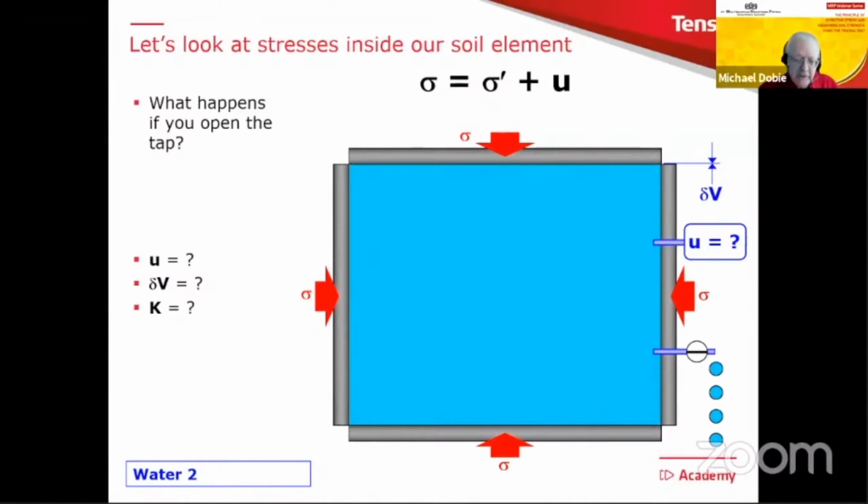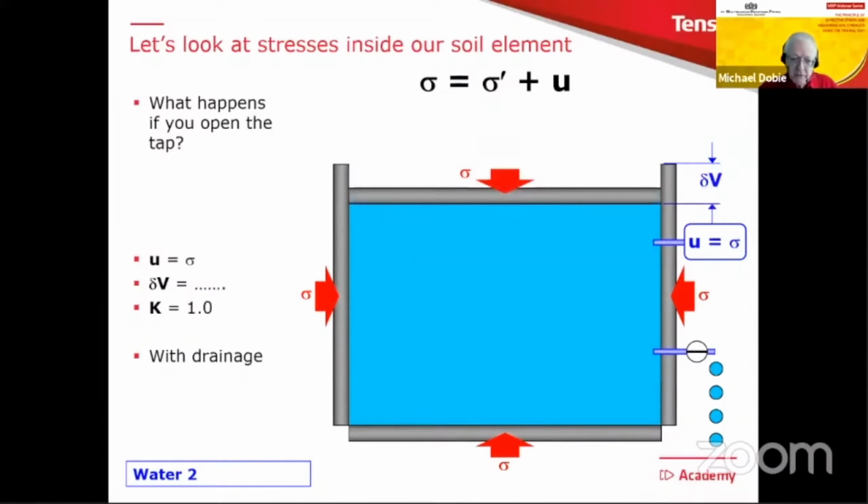And again, I'll have to be quite quick answering these. I can't give you too long to do it, but the answers are going to be, with drainage, U will still be sigma. Delta V, of course, is getting bigger and bigger. That's just increasing all the time. And K is going to be 1 still. That's with drainage. So that would be the answer to Water 2.